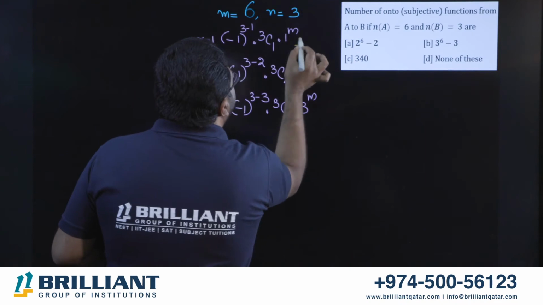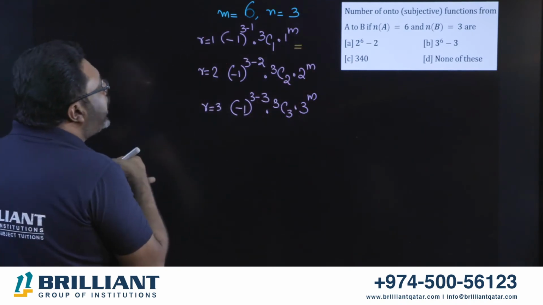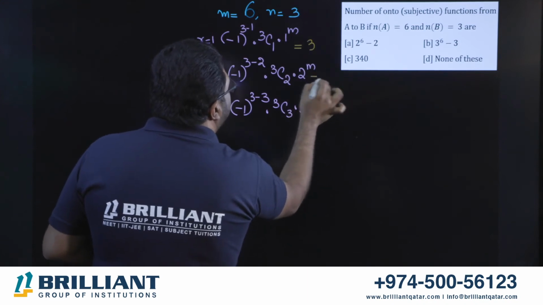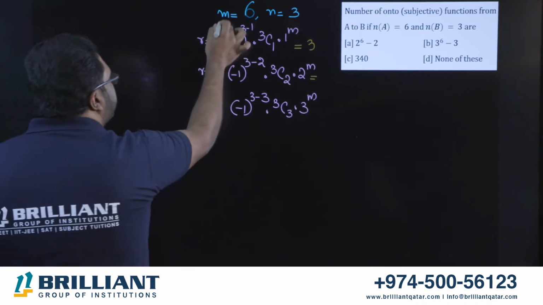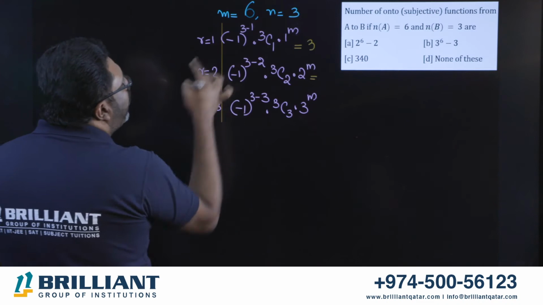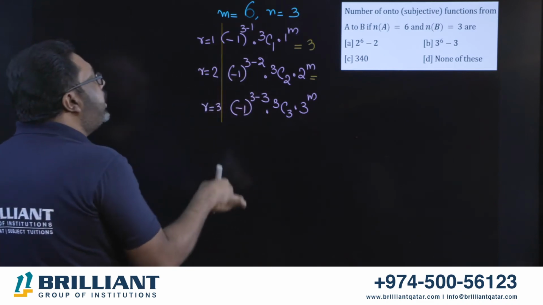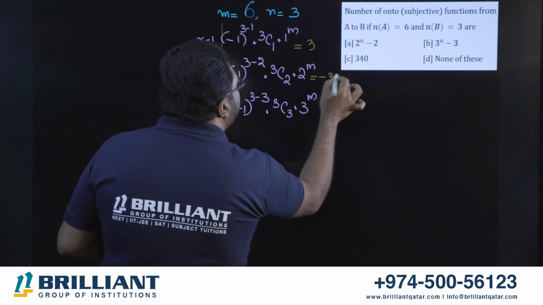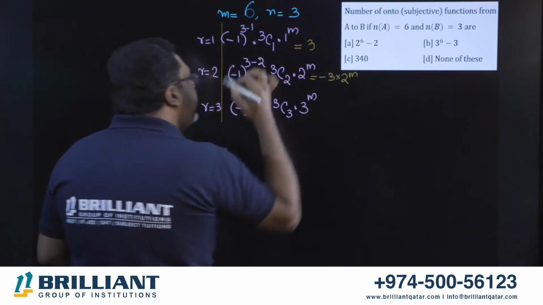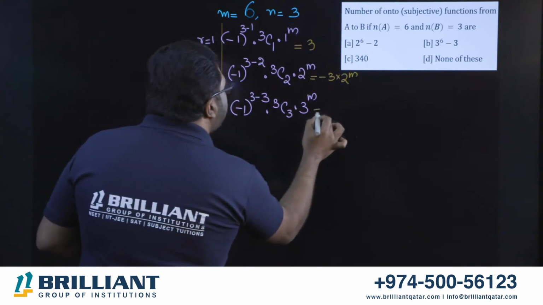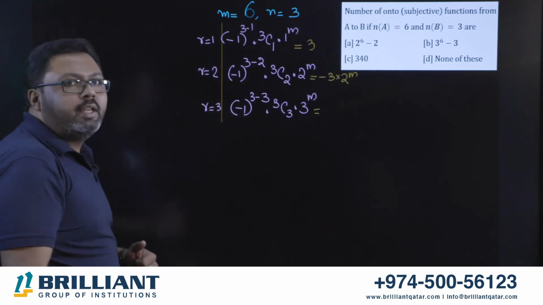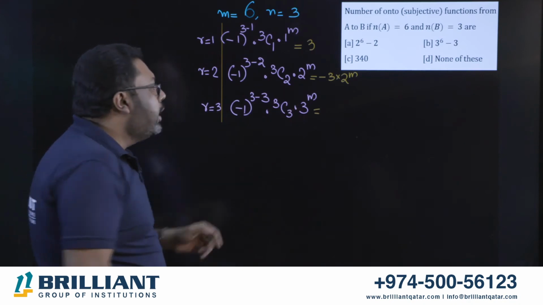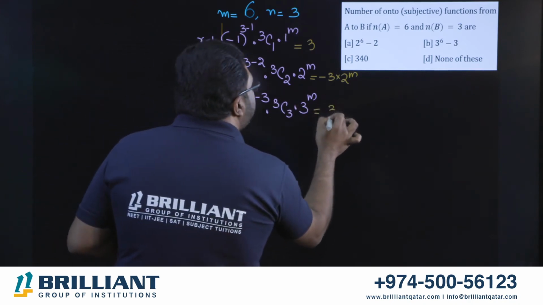Now what is the answer for the first one? Please calculate. Minus 1 squared is 1, 3c1 is 3, so this answer is 3. Second one, minus 1 raised to 1 is minus 1, into 3c2, which is 3, so it's minus 3 into 2 raised to m. This answer, minus 1 raised to 0 is 1, 3c3 is 1, and with 3 raised to m, so that is 3 raised to m.